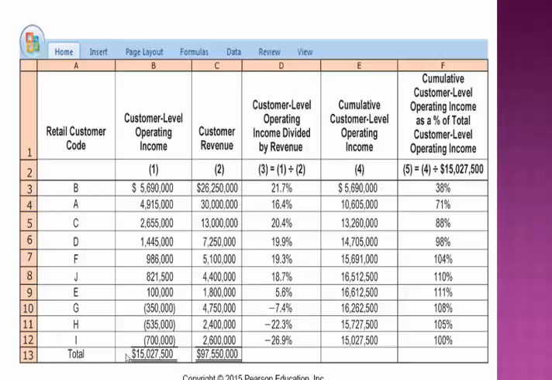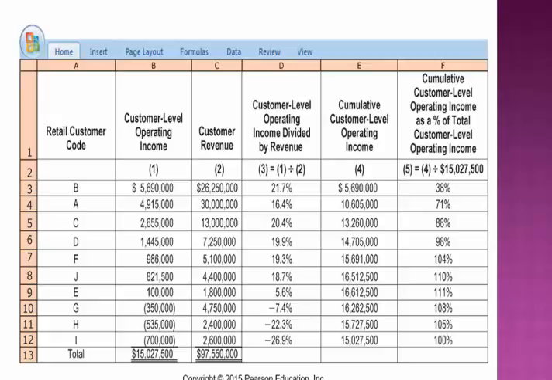15,027,500 is the total operating income for all of the customers. And we're going to use that as our denominator. So this operating income generated by customer B represents 38%. We can then, in a cumulative manner, take 5.69 from customer A and add it to the operating income from this second line, from this second customer. And that gives us 10.605 for cumulative operating income.